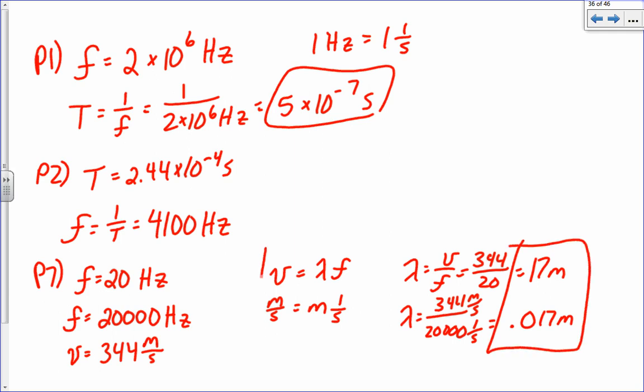So you also need to know this relationship, how velocity, wavelength, and frequency are related. Now, of course, you'll have both of these equations on the equation sheet, but it's useful just to know that relationship so that you can pull it up readily. All right, problem number 10.